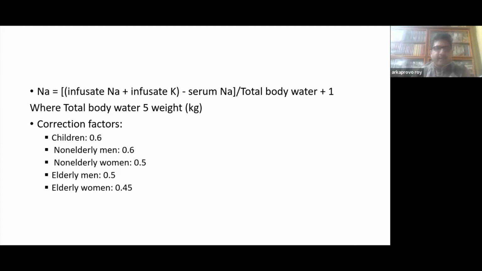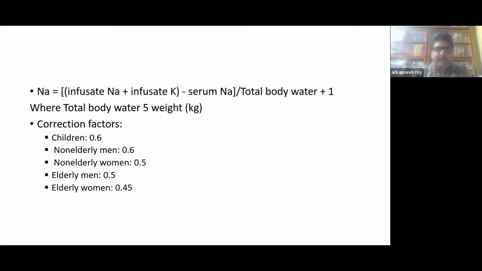Again, the same formula can be applied to correct the sodium load, that is sodium is equal to infused sodium plus infused potassium minus serum sodium by total body water plus 1, where total body water is estimated as 5 kgs. Now these factors, there's some correction factor, that is the variability.